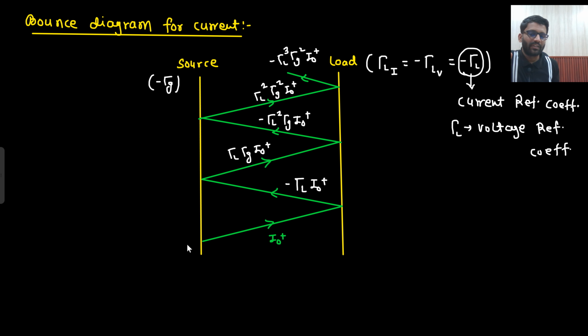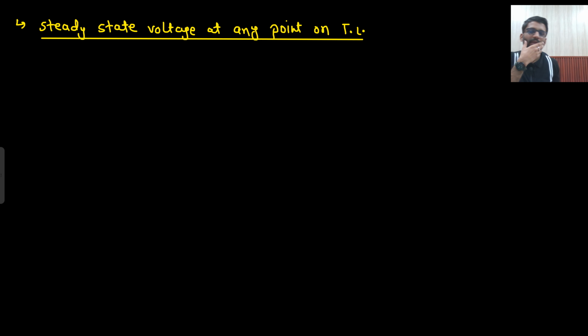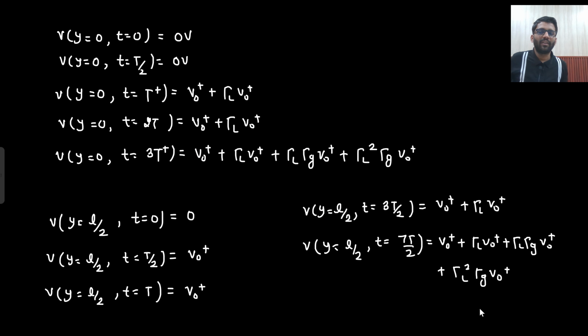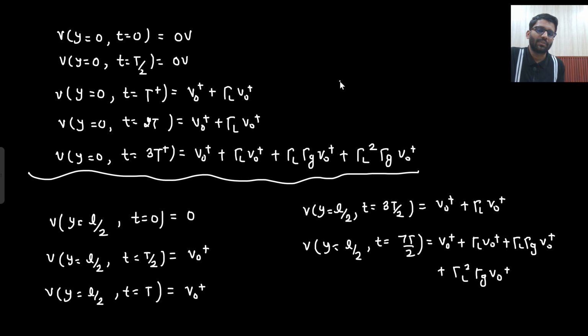Now this started at t equals 0. This was at time t equals T. This is at 2T. This is at 3T. This is at 4T. This is at 5T. Now we are writing the steady state voltage at any point. So at steady state, how much voltage will you have? Initially it was V naught plus. This is at the source end. This was at the source. All these were at the source.